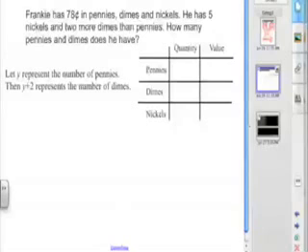Frankie has 78 cents in pennies, dimes, and nickels. He has 5 nickels and 2 more dimes than pennies. How many pennies and dimes does Frankie have?